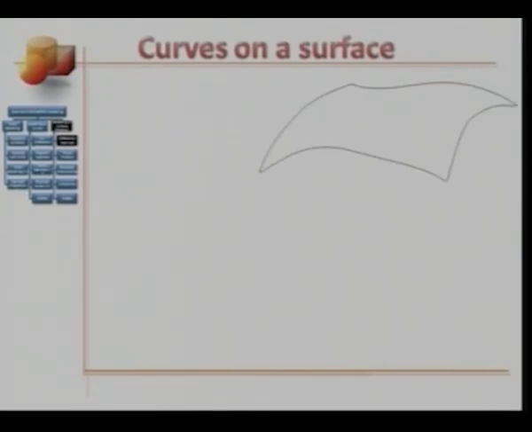This is a typical surface patch given by a vector function r of u and v, the two parameters. And let's say we have a curve on it. Now this curve is represented by c of t.